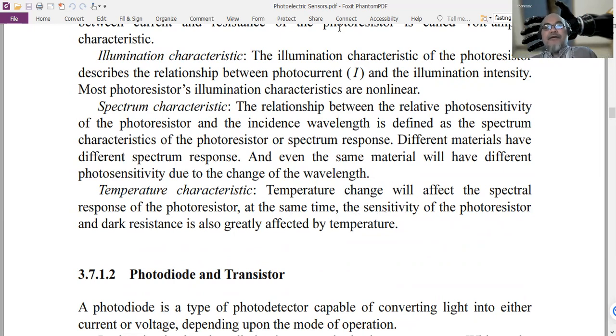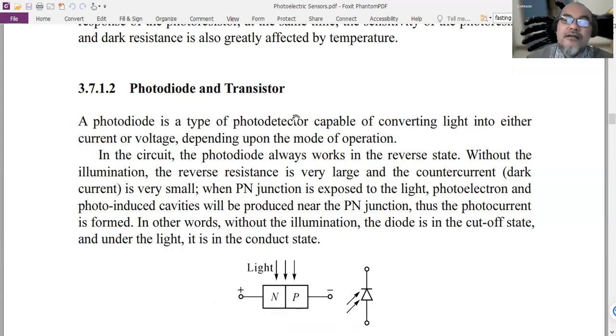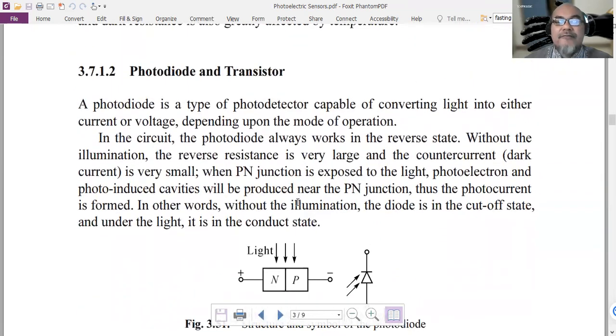Okay, the next type of photoelectric sensor is what we call the photodiode, and the phototransistor, I believe. Maybe you have used it in one way or another, until now in your electronics devices or lab practice. So a photodiode is a type of photodetector capable of converting light into either current or voltage depending upon the mode of operation.